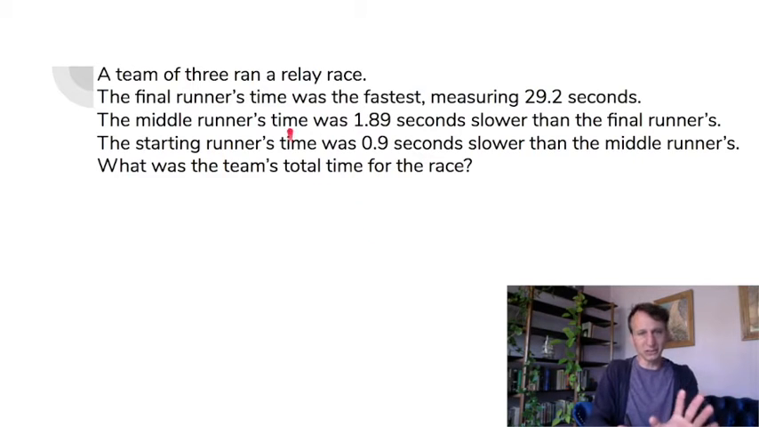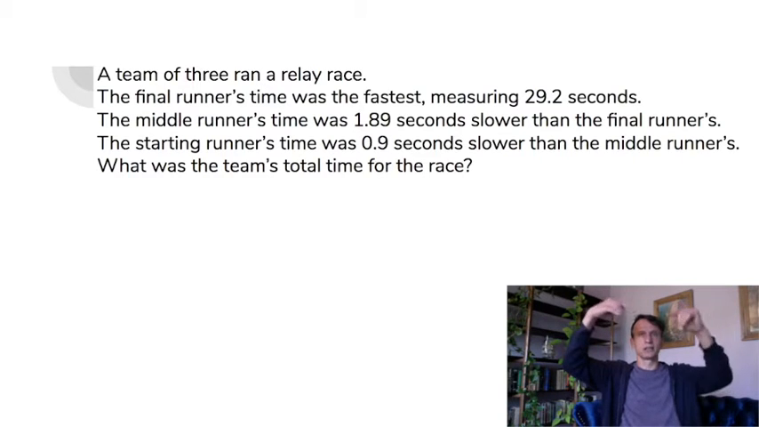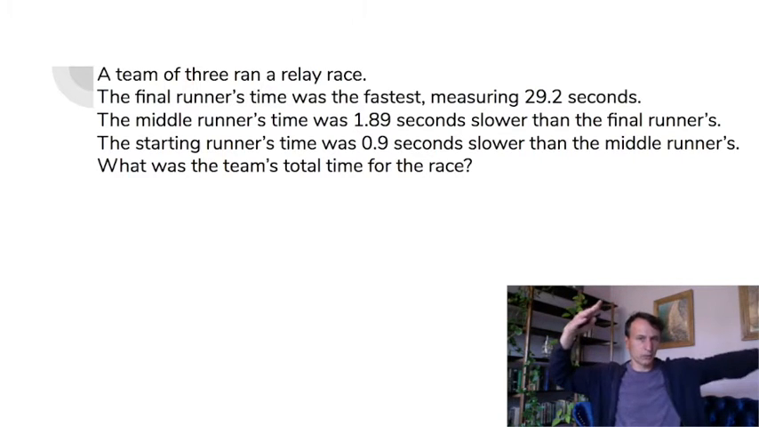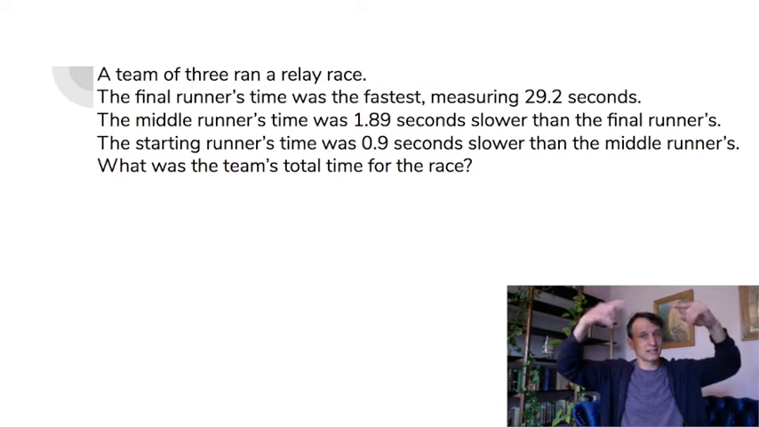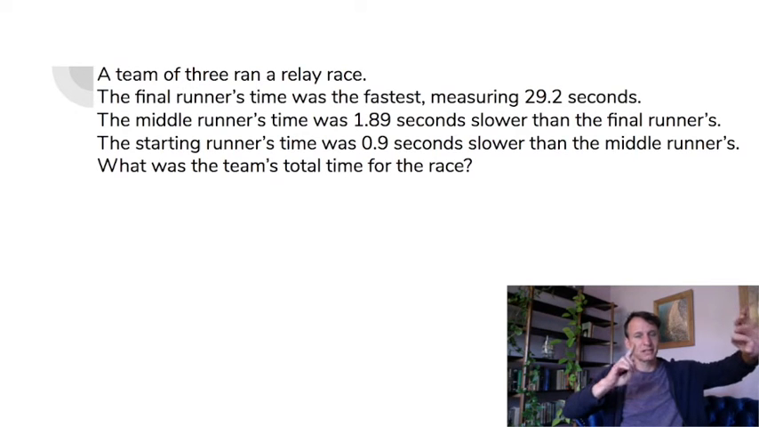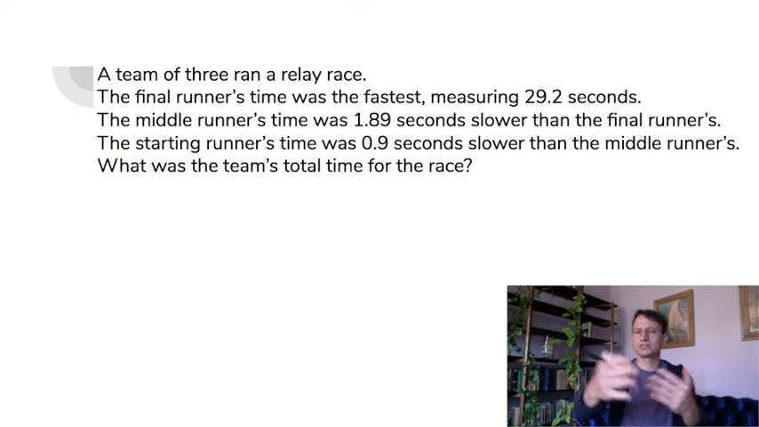Okay, so the final runner, working backwards here, because he happened to be the fastest, ran 29 and 2/10 seconds. The middle runner was 1 and 89 hundredths seconds slower. Now when you think slower, picture mentally that clock running 27, 28, 29.2, here comes that first fastest guy, and then it's still going. That clock is still going, and then the middle runner. So you see, slower means more time. So if we subtracted there, we would be incorrect. See how that works? All right.